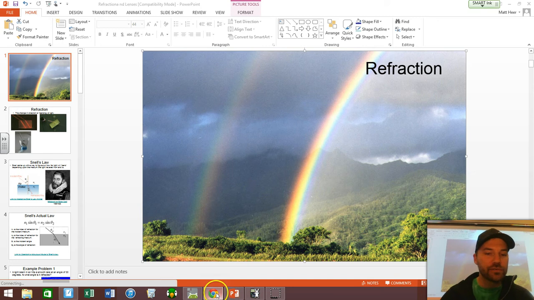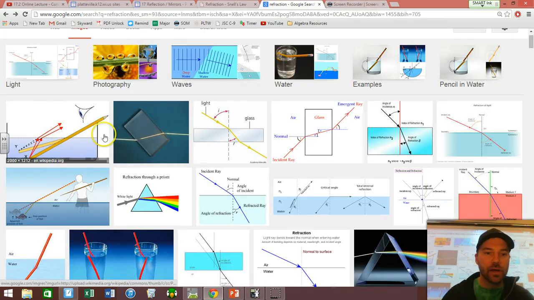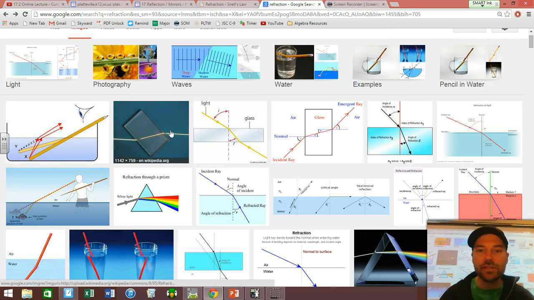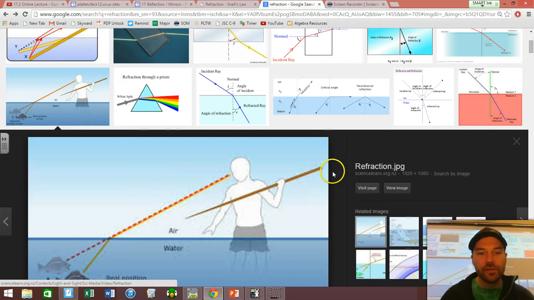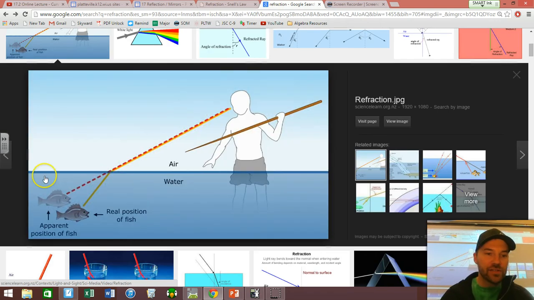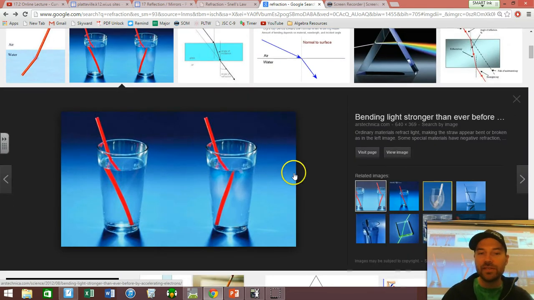I did a quick Google search for refraction. Maybe you're familiar with refraction, but it's light bending as it enters some sort of optically dense medium. Here's a picture of trying to aim at a fish. It looks as though it was here, but if you throw at it, you're going to miss high, because of the refraction of the light coming from the fish into your eyes. The classic straw in the glass demo, you've maybe seen this before.